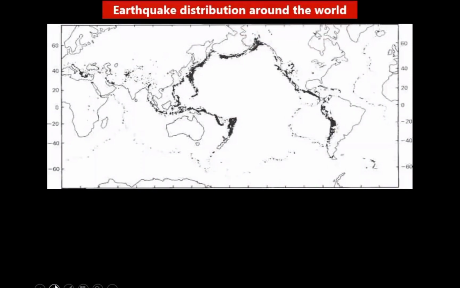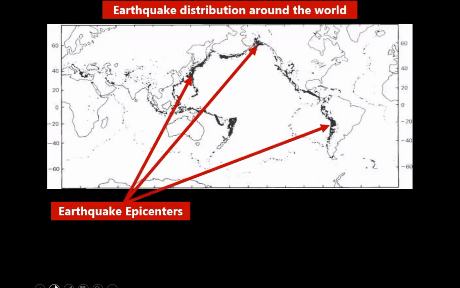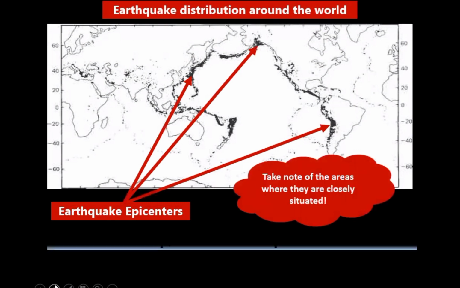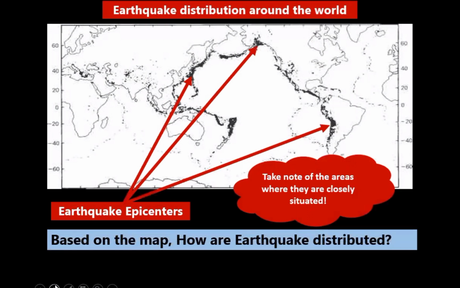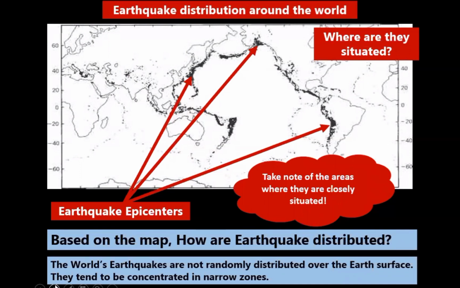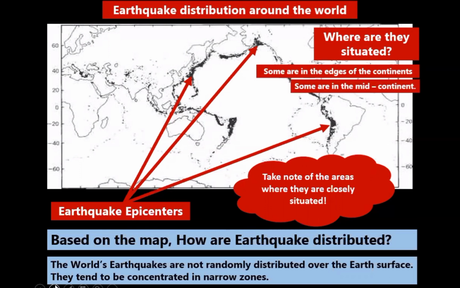This map shows the earthquake distribution around the world. The dark areas of the map are the earthquake epicenters. Take note of the areas where they are closely situated. Based on the map, how are earthquakes distributed? The world's earthquakes are not randomly distributed over the Earth's surface. They tend to be concentrated in narrow zones. And where are they situated? Some are in the edges of the continents, some are in the mid-continent, and others are in the ocean.